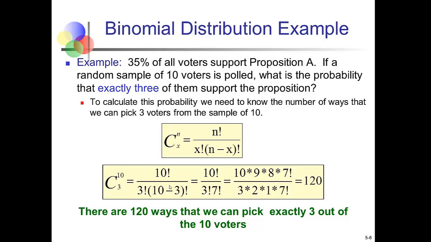10 factorial divided by 3 factorial times 10 minus 3 factorial. So that's really 10 factorial divided by 3 factorial, 7 factorial. I use this notation because when I do this by hand, this is what I do. I break this top one down: 10 times 9 times 8 times 7 factorial, which is still the 7, 6, 5, 4, 3, 2, 1, divided by 3 times 2 times 1, times I still have that 7 factorial. These two just divide out, and then I can focus on what I have remaining over here. So 10 times 9 times 8 divided by 3 times 2, that actually is 120. There are 120 ways that we can pick exactly 3 voters from the 10 voters.